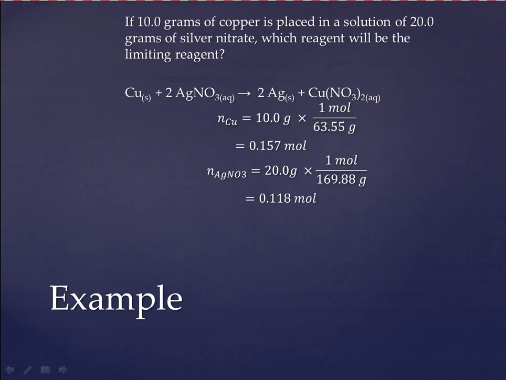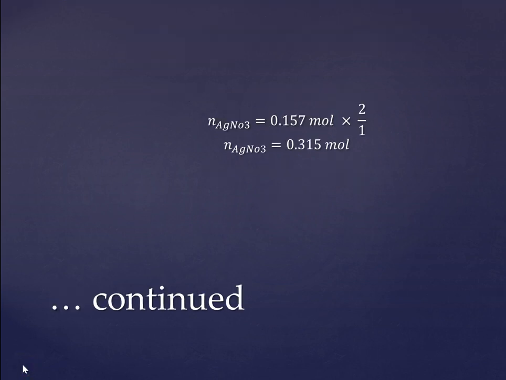This question gives the mass of copper and silver nitrate. According to the balanced equation, 1 mole of copper reacts completely with 2 moles of silver nitrate. To determine which reagent is limiting, convert the reactant quantities given into moles. You will now need to test one of these values using the mole ratio from the chemical equation.